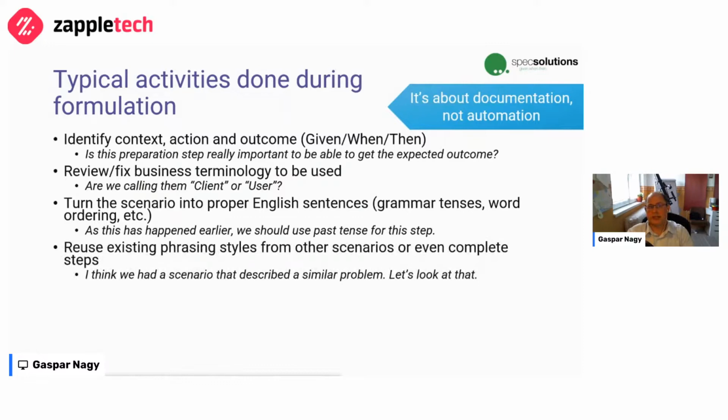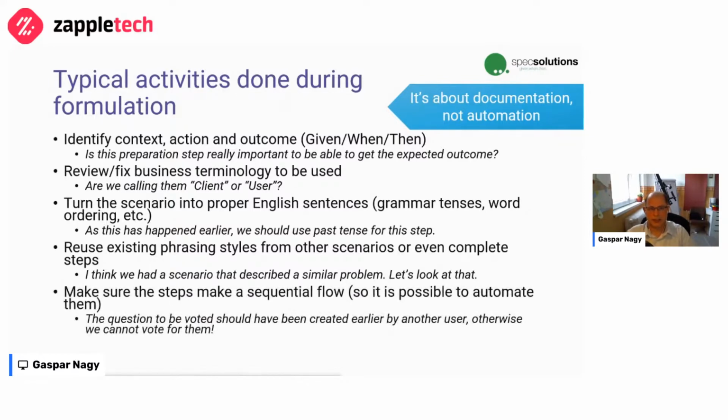You might want to reuse phrasing styles from other scenarios or even complete steps. Maybe in a discussion you say, oh, I remember that we have already described a similar problem. Let's look at that, let's see how we expressed it in that feature, and maybe we can reuse it here as well. That's absolutely a usual kind of discussion during a formulation session. And maybe just the last one: we also might want to make sure that the steps we have listed make a logical sequential flow, that this and this and this happen after that. That kind of discussion can also happen.